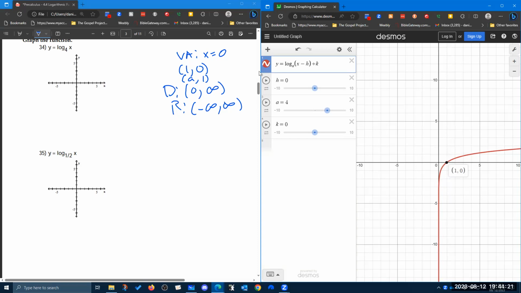This one's going to have a vertical asymptote at x equals 0. It's got a domain of 0 to infinity. It's got a range of negative infinity to infinity. It's got characteristic points at 1, 0, and 1/2, 1.